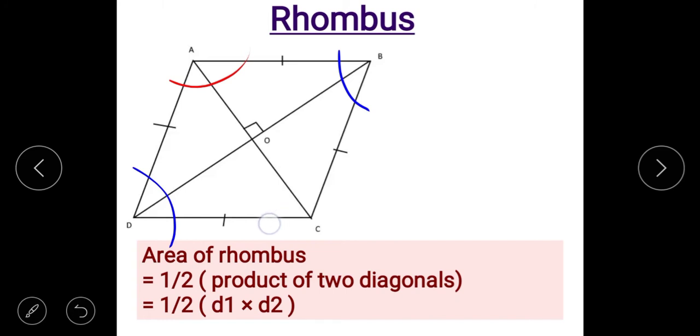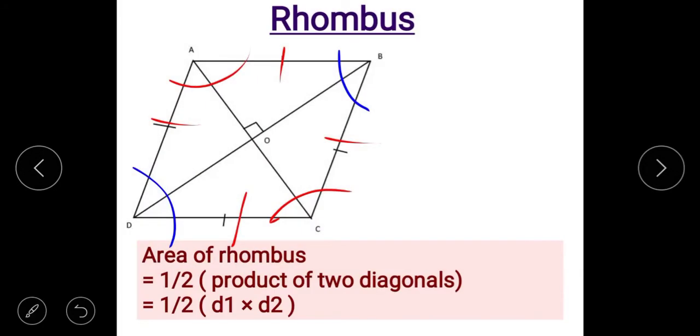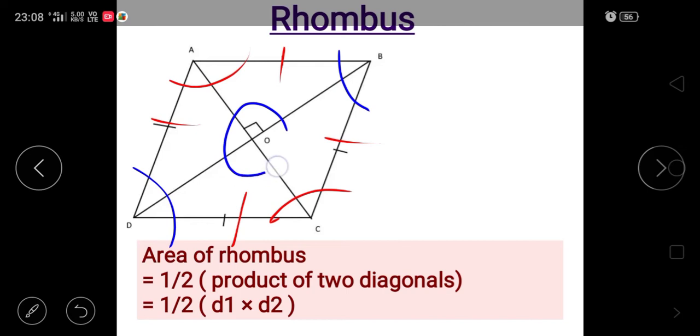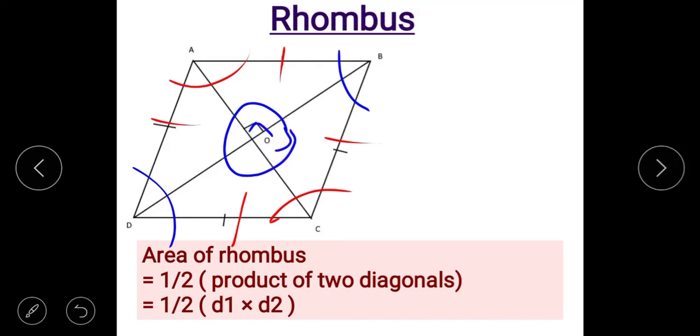These opposite angles are equal and all the sides are equal to each other. And one more thing in the shape of a rhombus: when opposite vertices meet each other, that is called the diagonals. Diagonals intersect each other at right angle. This is 90 degree, this is 90 degree, this is 90 degree, and here it is 90 degree.